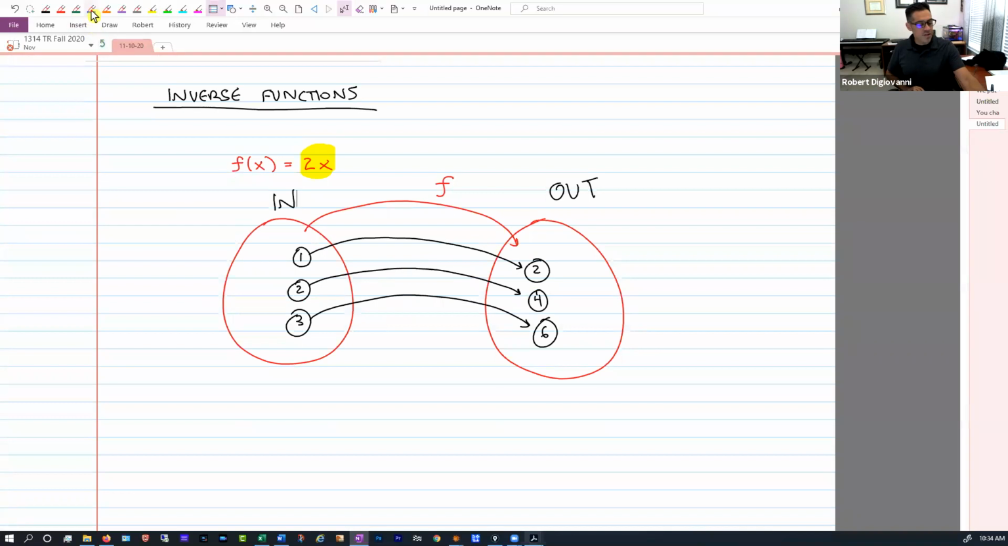Now what I want you to consider is there a function that would take everything back to where it came from? In other words, if the input was this, the output is this. So if I plug in 6, I want the function to spit out 3. If I plug in 4, it needs to spit out 2. If I plug in 2, it needs to spit out 1. Can somebody tell me what function would do that?